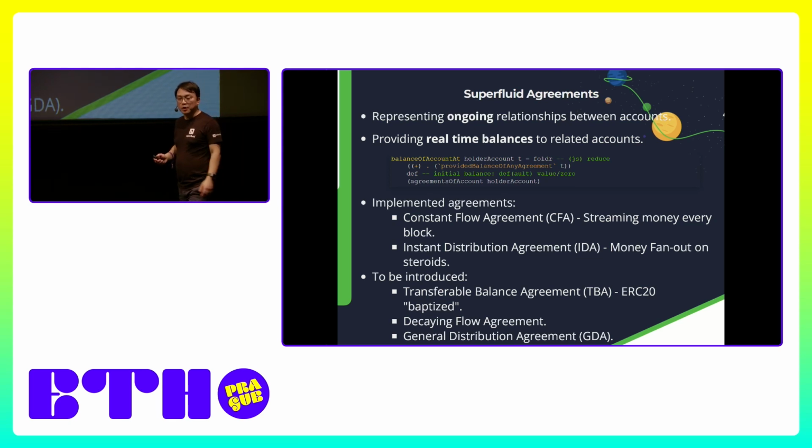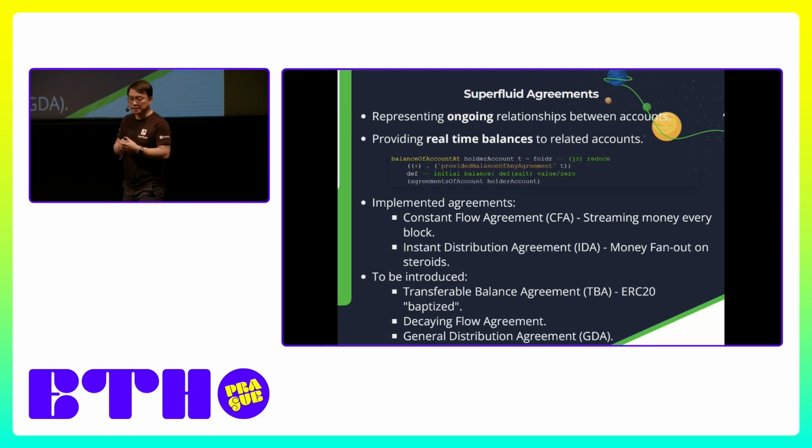It's one-to-one. But we also have a distribution, right? It's called instant distribution. It's kind of a money fan-out, a money fan-out on steroids, right? The money is distributed from one sender to any number of subscribers to that index, we call it. So there are more things we can introduce in this agreement framework. In fact, ERC20 can be considered just a normal agreement. So your balance from ERC20s can fit into the agreement framework.